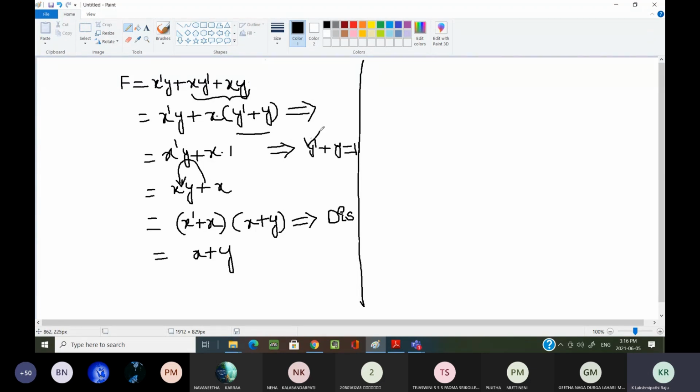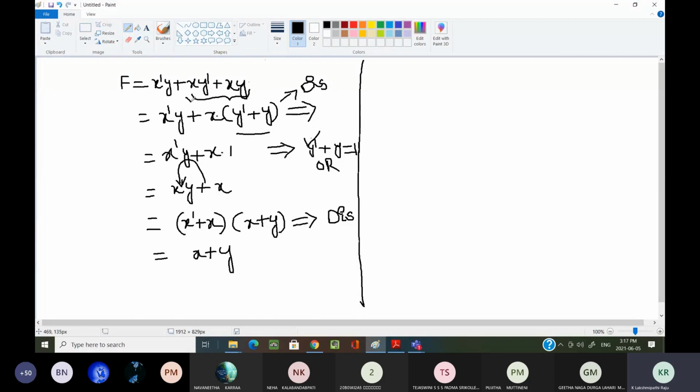Here you can write it as the complement law. You can write it as x dash plus x equal to 1, or you can write it as the complement law, whatever the law. Here you can write it as a distributive law. By using distributive law, plus is distributed over dot. That means you have to remember these laws.